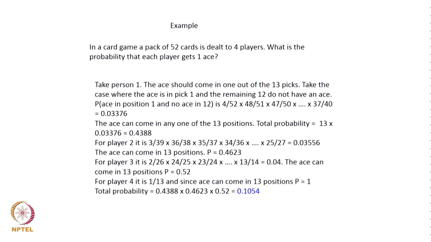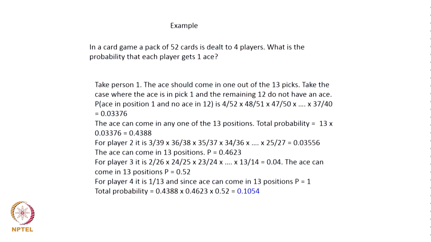So, the 12 remaining picks will start with 48 by 51, 47 by 50 and go on till 37 by 40, and therefore, this probability is 0.03376. So, for the first person, getting an ace in pick 1 and not getting an ace in the remaining 12 picks is 0.03376. Now, if we take this same person, we are trying to go back to the problem to see that this person gets only 1 ace.